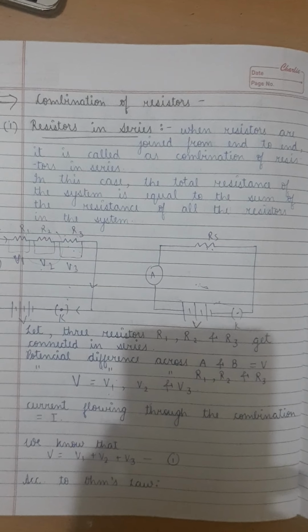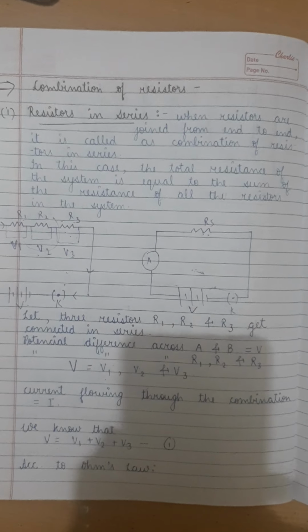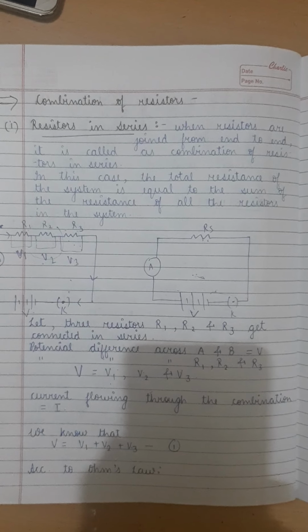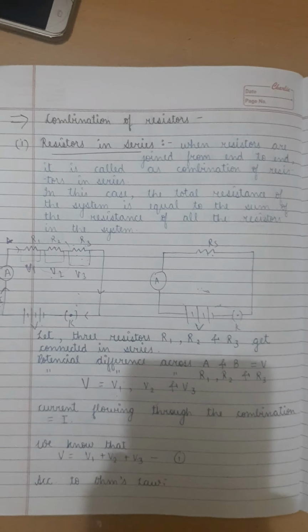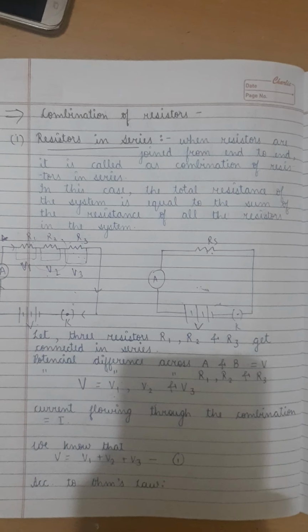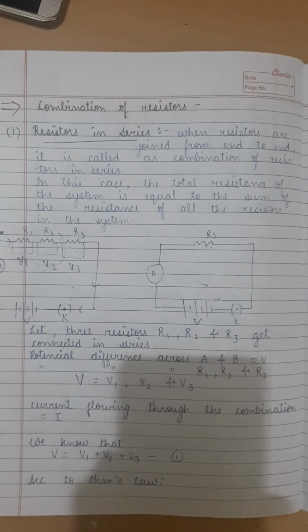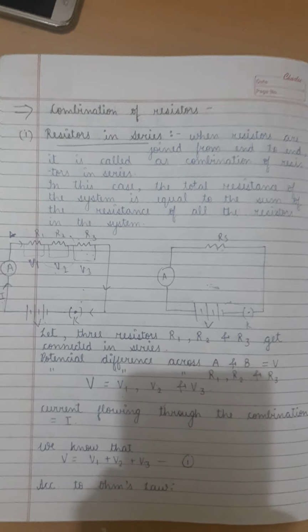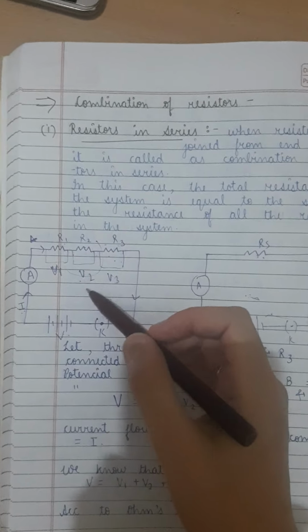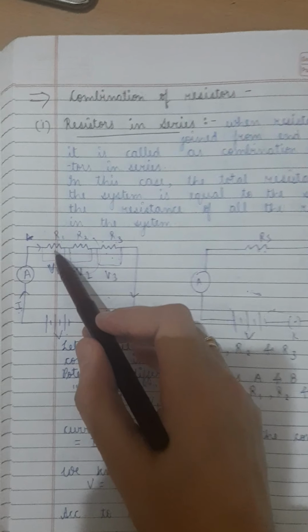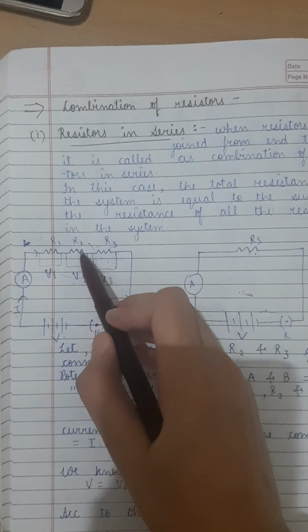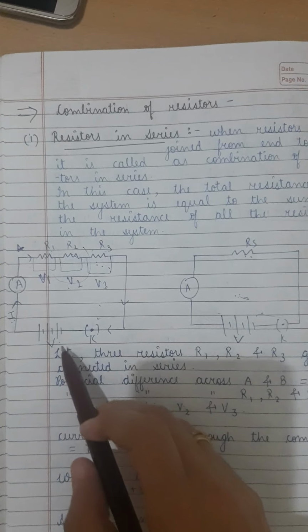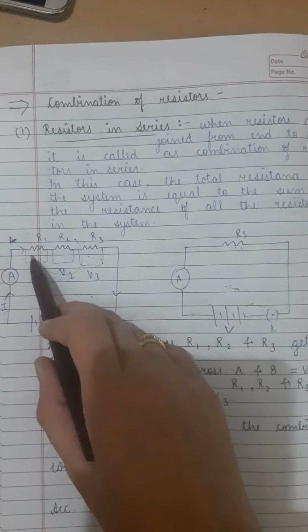Next topic is combination of resistors. There are two ways of combining the resistors. First one is series and second one is the parallel connection. When resistors are joined from end to end, it is called as combination of resistors in series. As you can see in the diagram, here three resistors of R1 ohm, of R2 ohms and R3 ohms are connected end to end. And I have supplied V as the potential difference.